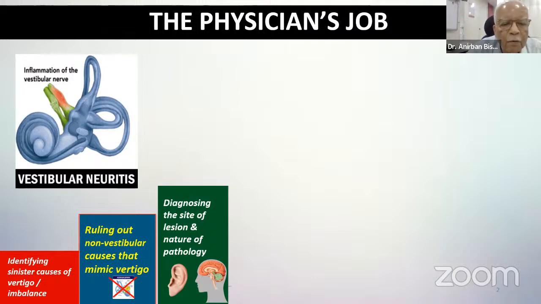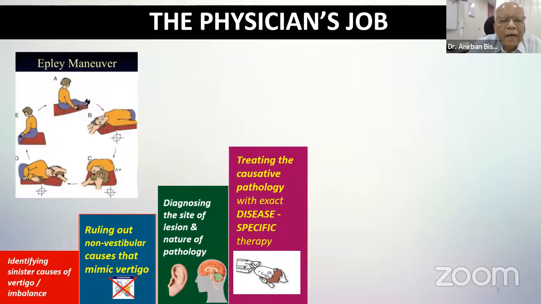If it is in the brain, you will have to know whether it's an acoustic neuroma, whether it is a cerebellar tumor, whether it is cerebellitis, whether it is Parkinsonism, whether it is multiple sclerosis, and so on and so forth. Then, after you have been able to diagnose the site of the lesion and the nature of the pathology, the next step is treating the causative pathology with exact disease-specific therapy.